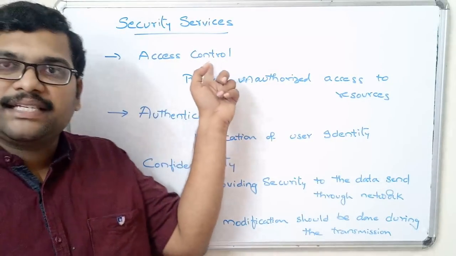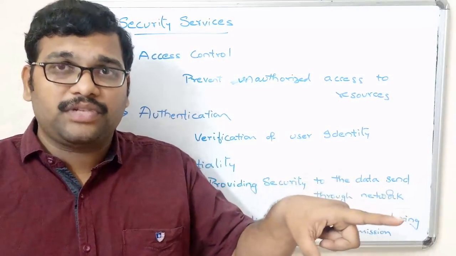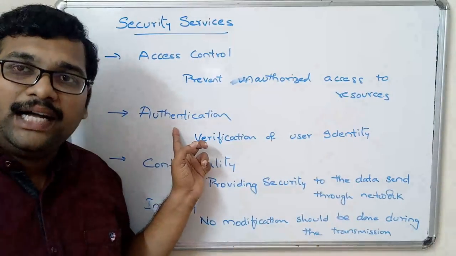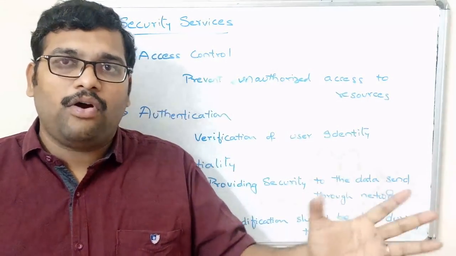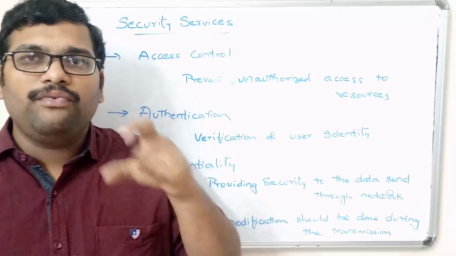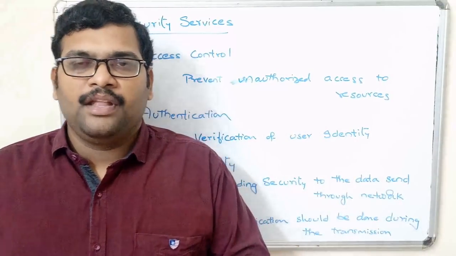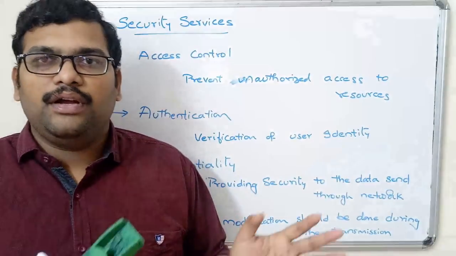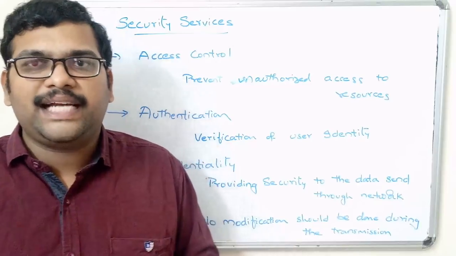So the first one is access control. We have to prevent the unauthorized access to resources. Then the next one is authentication. Before communicating, we have to verify the identity of the sender and receiver. After verification of the sender and receiver identity, the actual communication should be started.